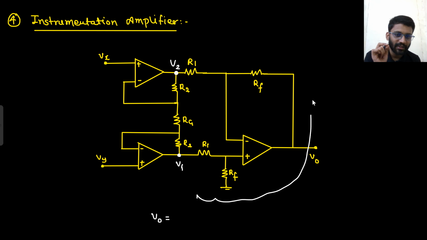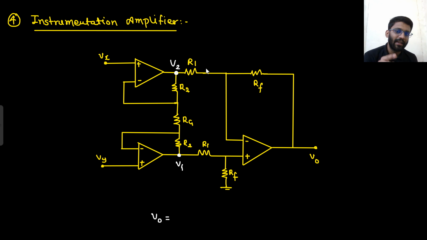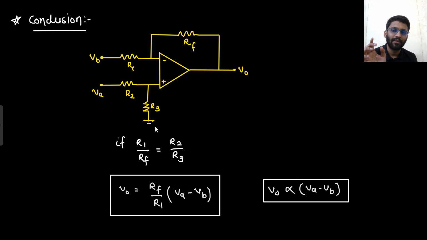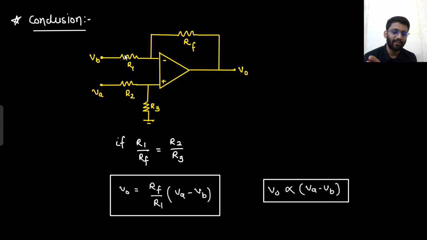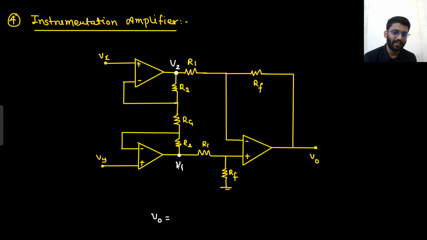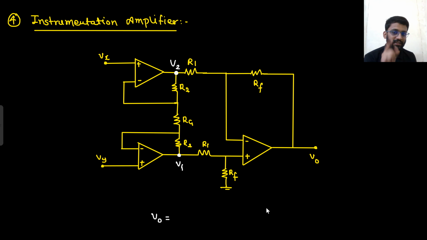This much portion is a differential amplifier only. R1 by Rf, R1 by Rf. Look, these two resistances and these two resistances: one resistance is in feedback, one resistance is outward, and two resistances are connected to each of the inputs. Same. This is a differential amplifier only, and the ratio is also the same: R1 by Rf, R1 by Rf.